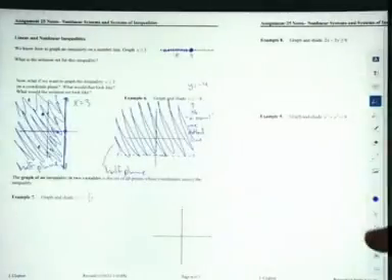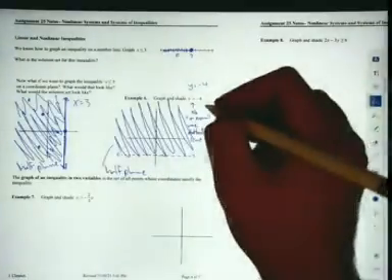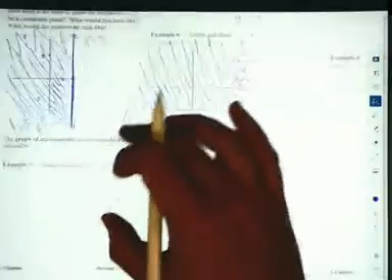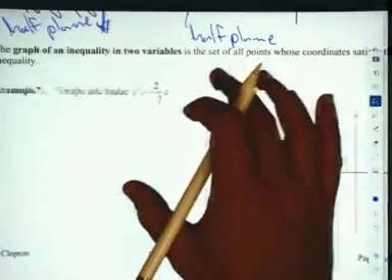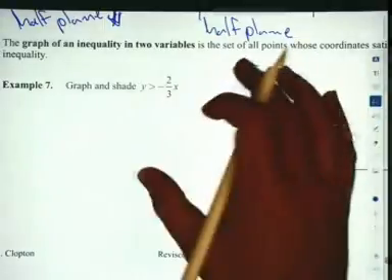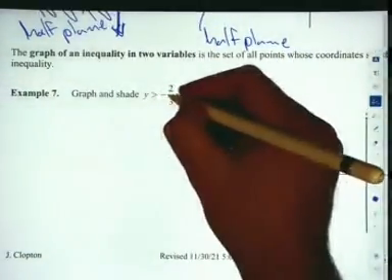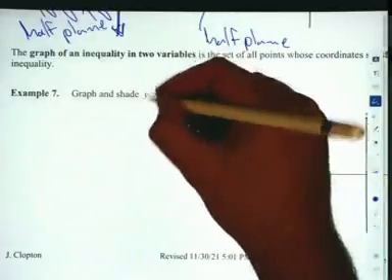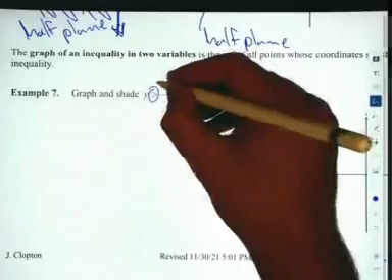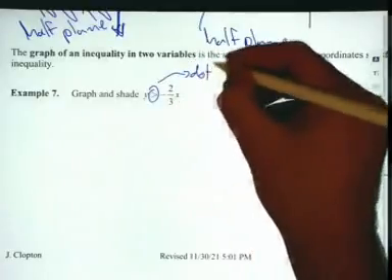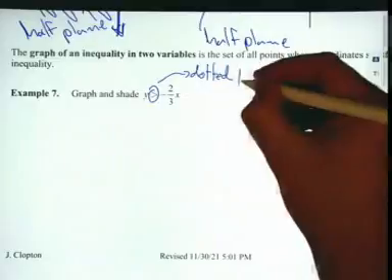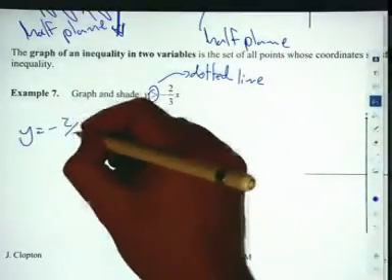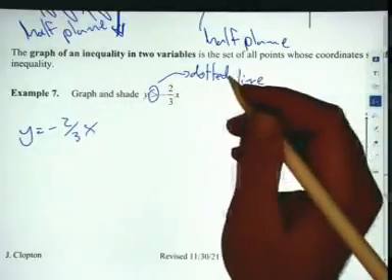Okay, so now we've done this with nice little things like x is less than or equal to 3 and y is greater than negative 4. Let's take a look at some linear equations. Graph and shade y is greater than negative 2/3 x. So because of the strictly greater than, we're going to use a dotted line. I want to take a look at this equation, y is equal to negative 2/3 x, and think about it for a second.